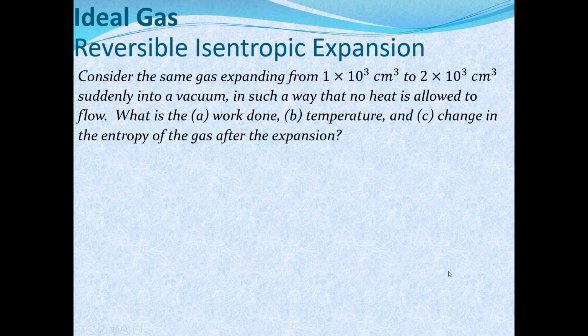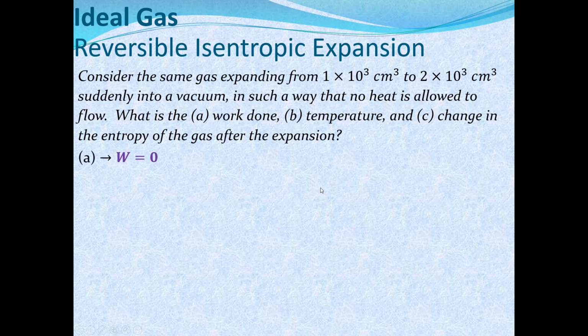All right, now we're still doing a few more questions. So we want to know what's the work done, temperature, and change in the entropy. All right, so pause the video, work on it, and we'll go over in a second. All right, so once again, this is an isentropic process. No heat is allowed to flow.